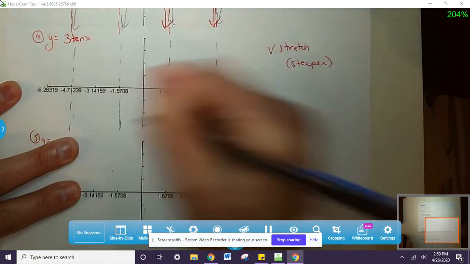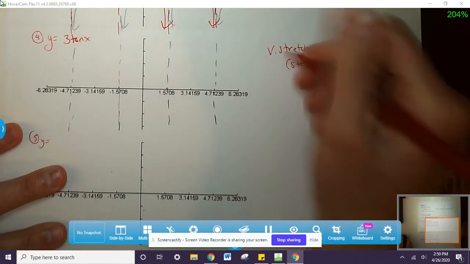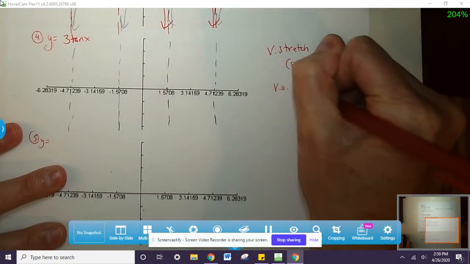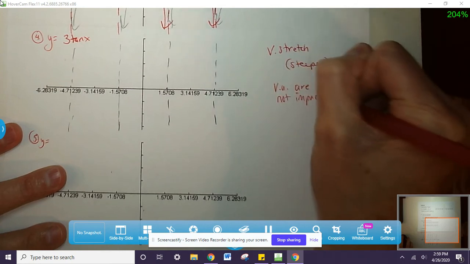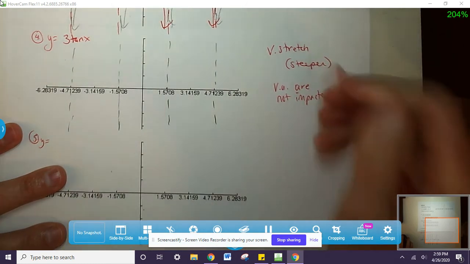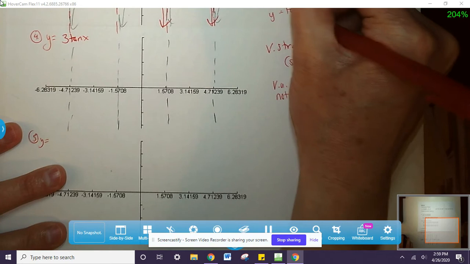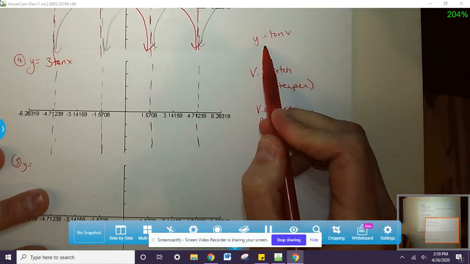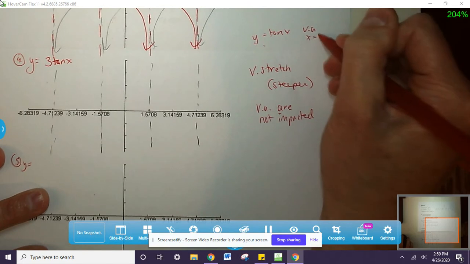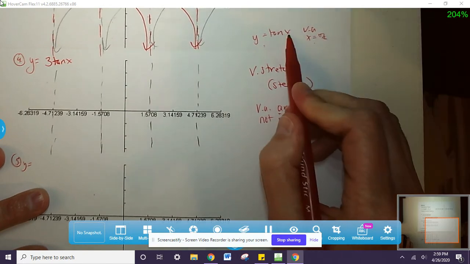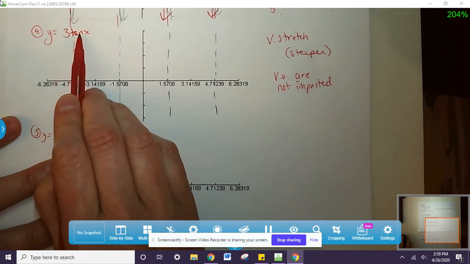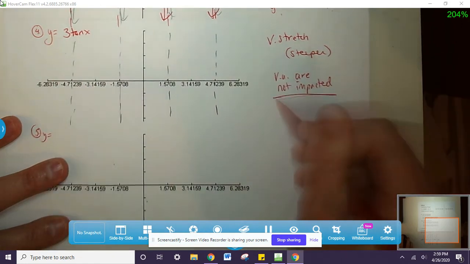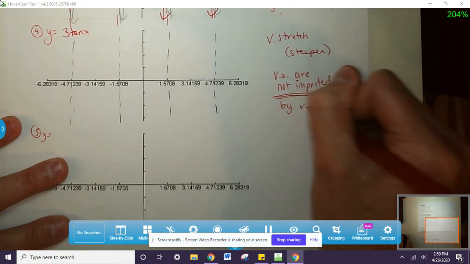And it's not a bad idea, because when it comes to a vertical stretch, the vertical asymptotes are not impacted. They don't change. Okay, because if you think about it for a second, if you think about like y equals tan x, there's a vertical asymptote at x equals pi over 2, right? Because if you plug in pi over 2, this is undefined. Well, if you plug pi over 2 in here, what's tangent of pi over 2? That's undefined. What's 3 times undefined? It's still undefined. So vertical asymptotes are not impacted by vertical stretches and shrinks.